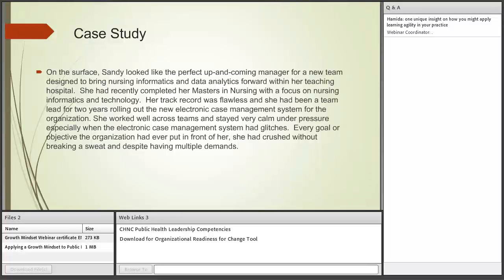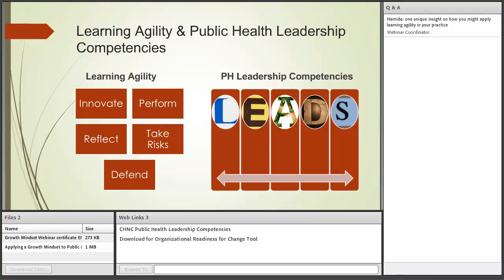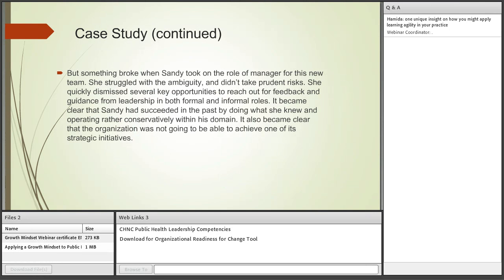And so the other side of this case study, and I wasn't meaning to make it doom and gloom, so I hope you don't mind. But the other side was where there might be areas where Sandy could improve.